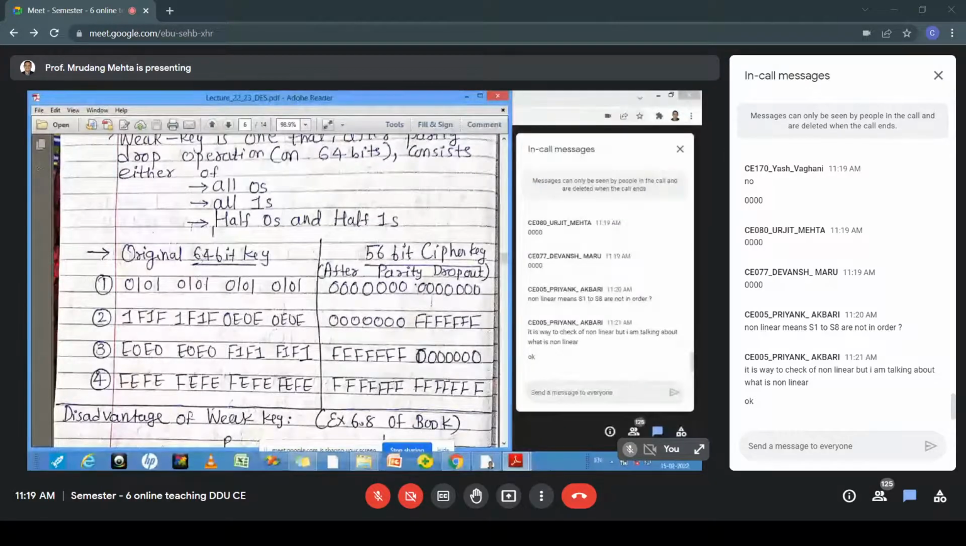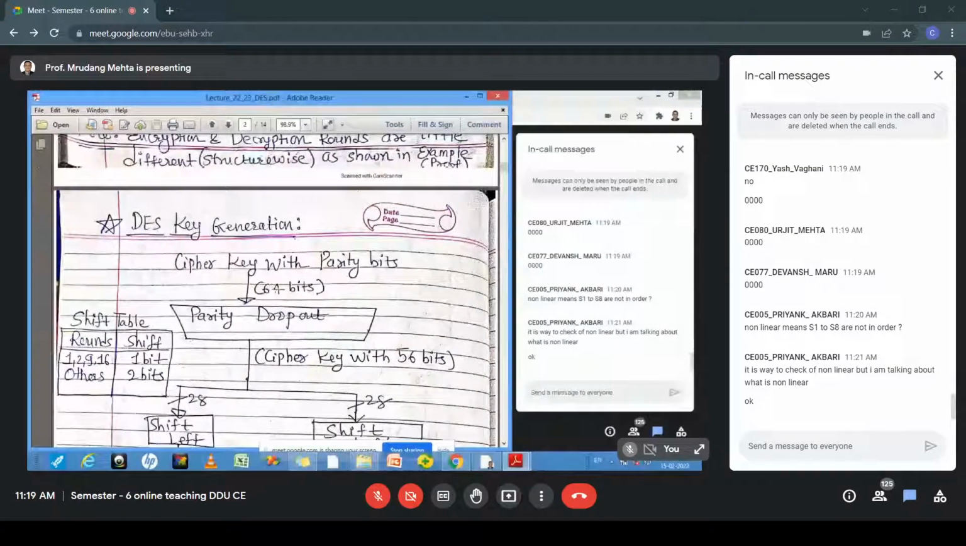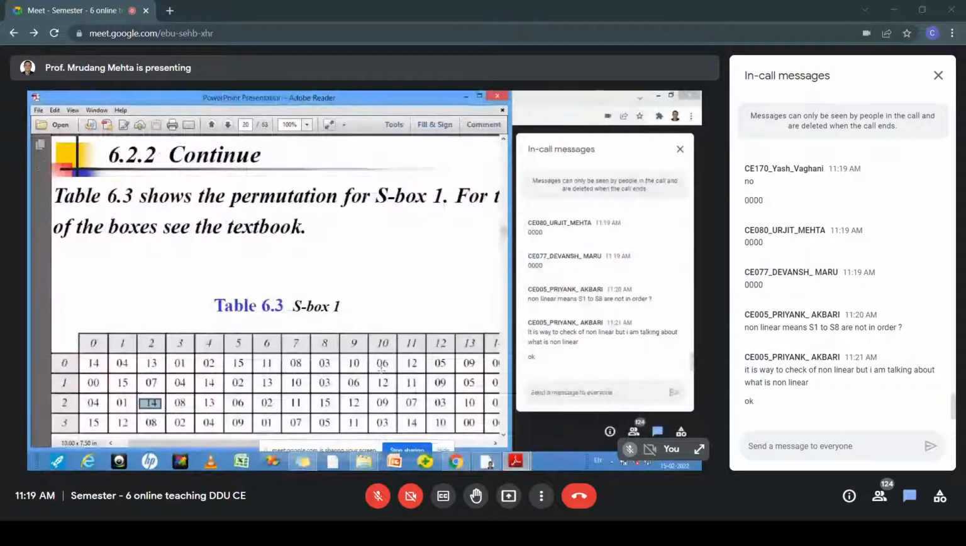So you can see that the original 64-bit key is 0101 0101 0101 0101. And so this is one possible key. Okay. This is of 64 bits. So if we apply the parity bit drop, as we have seen in the beginning, the 64-bit key parity drop generates 56 bits. So it drops 8 bits. Okay. And there is a table. There is a table of parity bit drop.